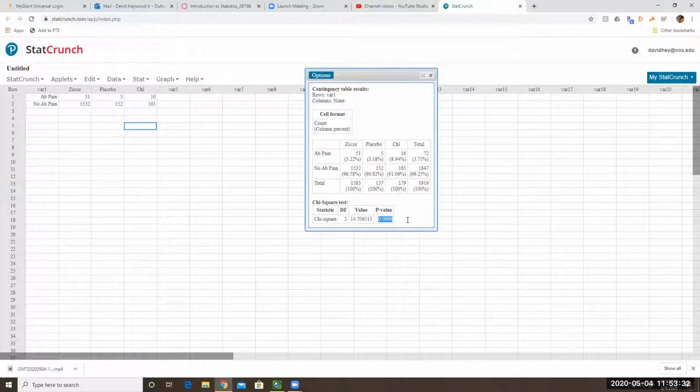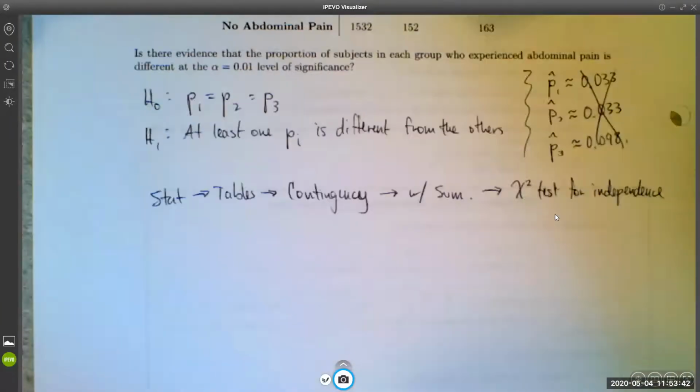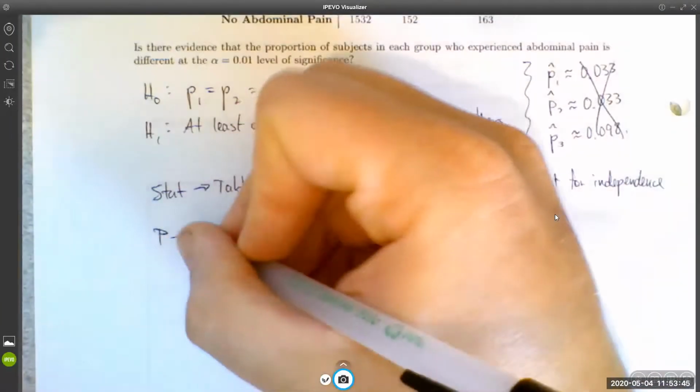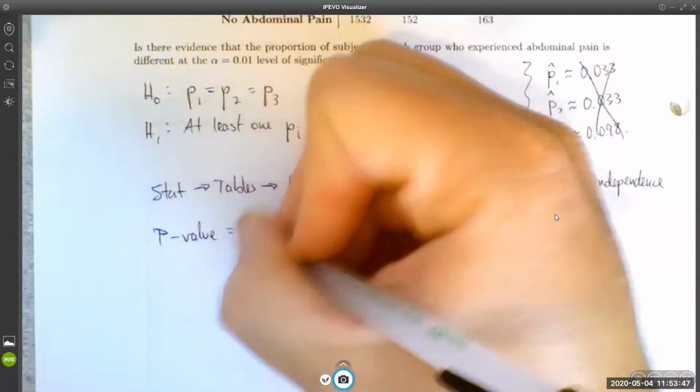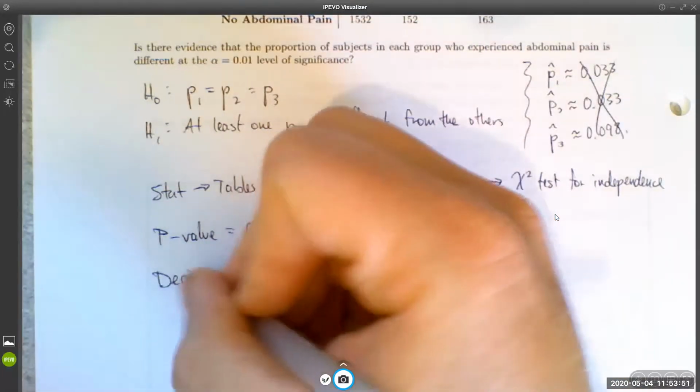So our p-value is 0.0006. And I guess another moral of that story is that if you're interested in getting the sample proportions, it's probably best to just let StatCrunch do that for you. Anyway, our p-value. Our p-value is tiny.